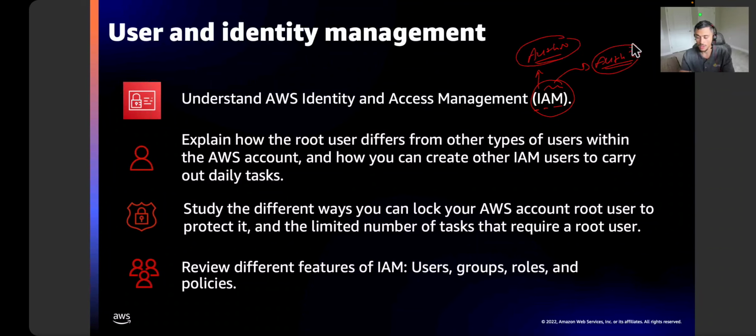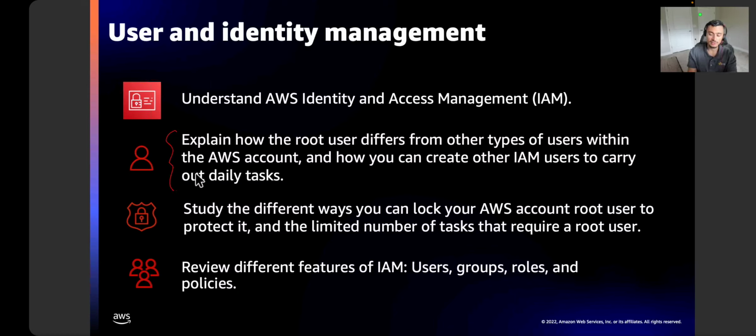Basically, when we validate who you are after being authenticated, what can you actually do? What are the actual actions you're authorized to carry out? And that's what the Identity and Access Management service is all about. Now, there are a couple of things we need to understand for the test related to IAM, specifically how the root user differs from other IAM users that we create.